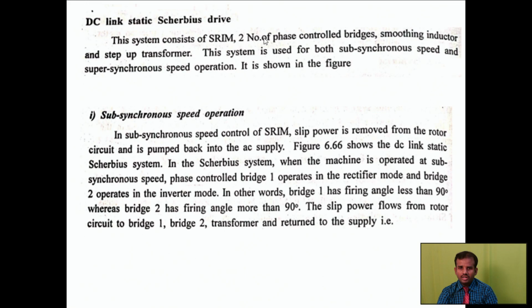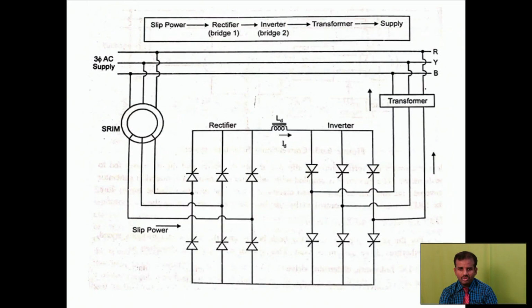In this DC link static Scherbius drive, it is used for both subsynchronous speed and super synchronous speed operation. In subsynchronous speed operation, the slip power which is removed from the rotor circuit is pumped back into the AC supply. When the machine is operated at a subsynchronous speed, that is below the base speed, the phase controlled bridge 1 operates as a rectifier.